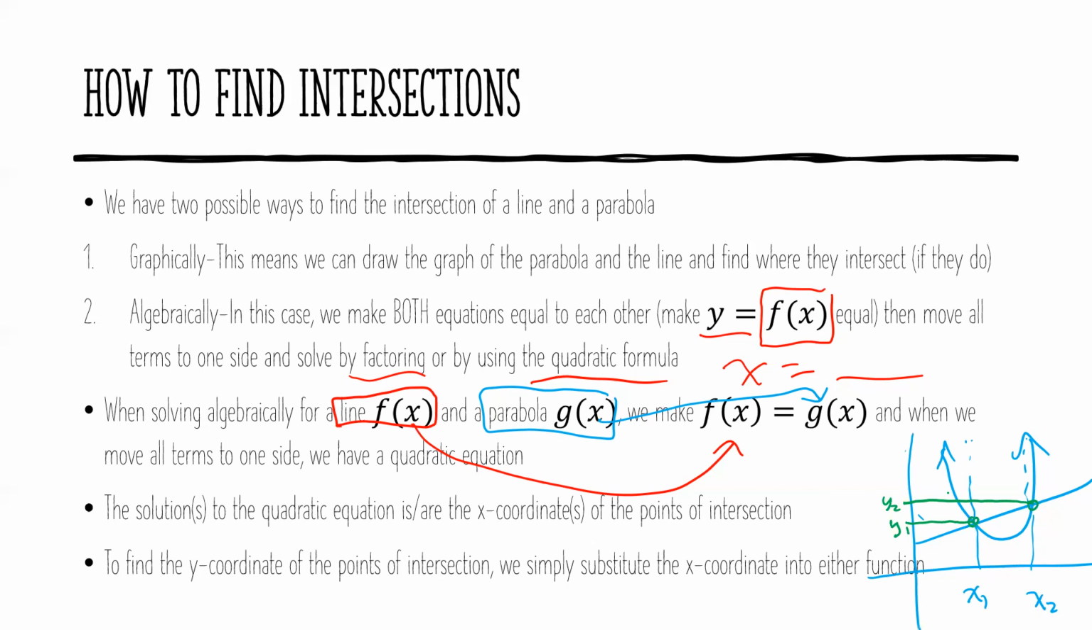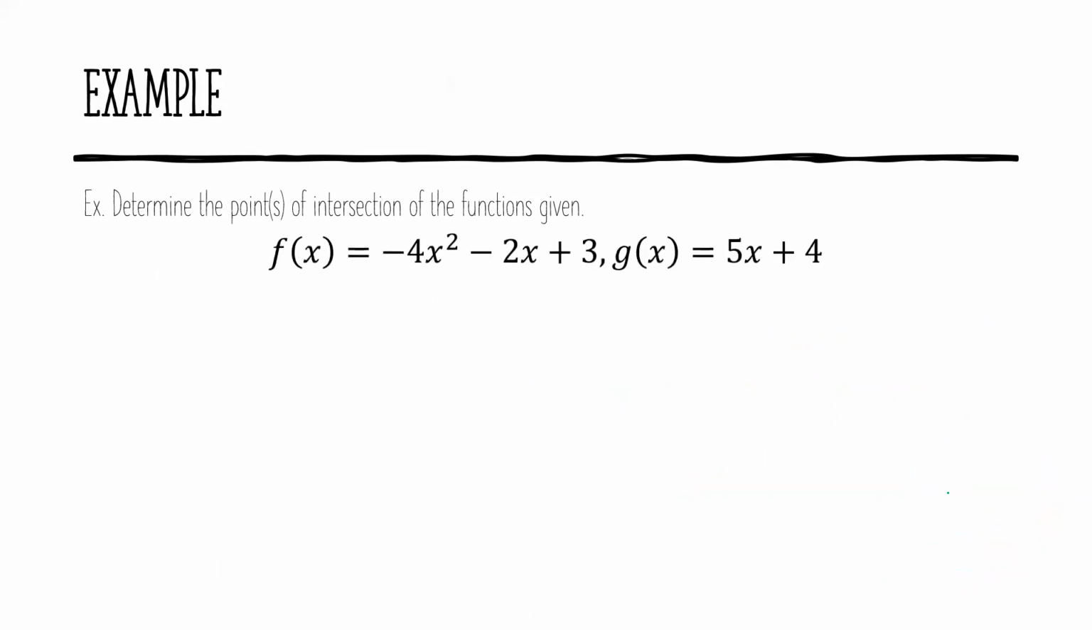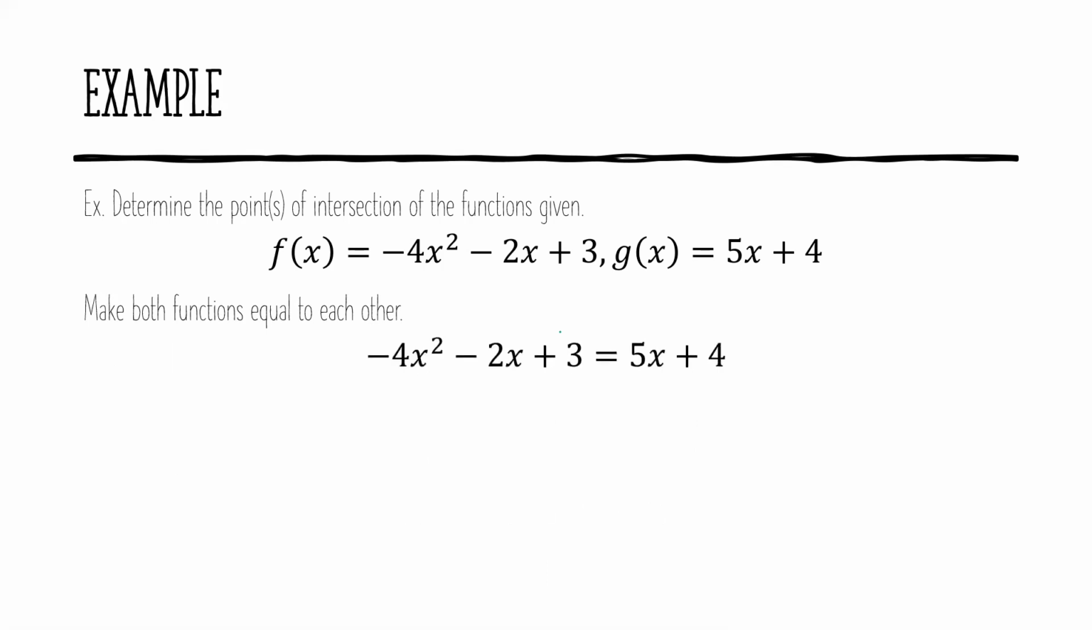So I hope you can see that at that point, when you're subbing in your x coordinates, you can sub it into either one of the two. So to determine the point of intersections, let's do an example. Let's determine the points of intersection of the functions given. We have a parabola, which is negative 4x squared minus 2x plus 3, and the line is going to be 5x plus 4. So to find the point of intersection, we're simply going to make both functions equal to each other. So we take function 1, which is the quadratic negative 4x squared minus 2x plus 3, and we're going to make it equal to 5x plus 4.